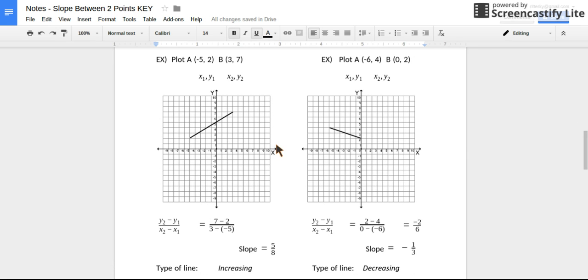So in these examples, we're going to find the slope between the 2 points, that incline value or decline value, and then we're going to be able to describe what type of line it is based on whether the slope is positive, negative, 0, or undefined.